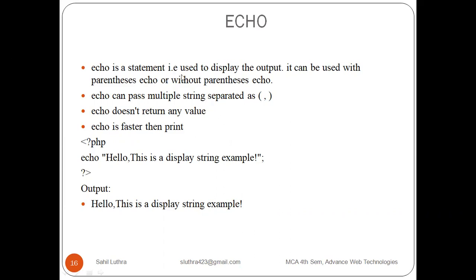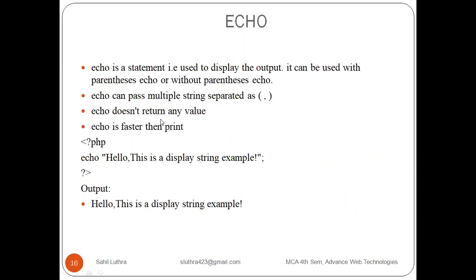So the first one is echo is a statement which is used to display the output. So what is the working of echo? Echo is used to display something on the screen like printf, scanf or cout, system.out.println. Echo is also used to display something on the screen. After that, the next thing is echo can pass multiple strings separated by commas, which means that we can pass multiple strings to echo, separated with the help of commas. After that, echo does not return any value to you.